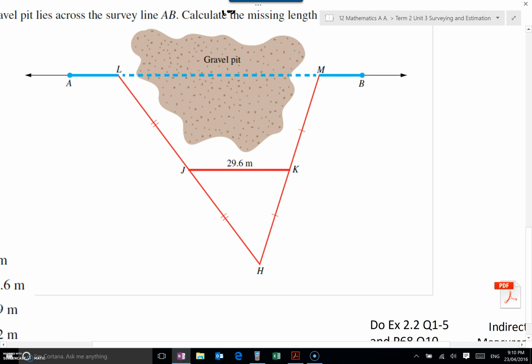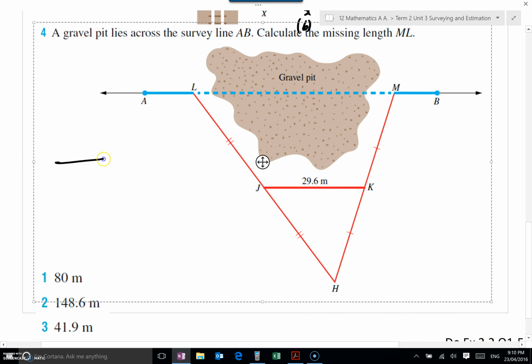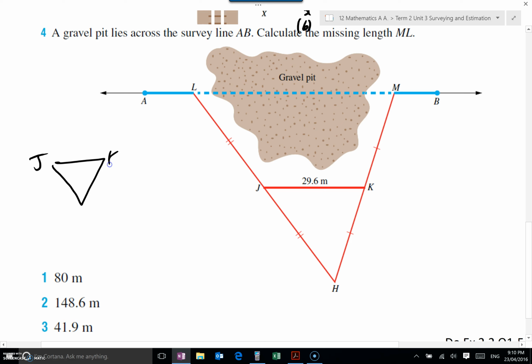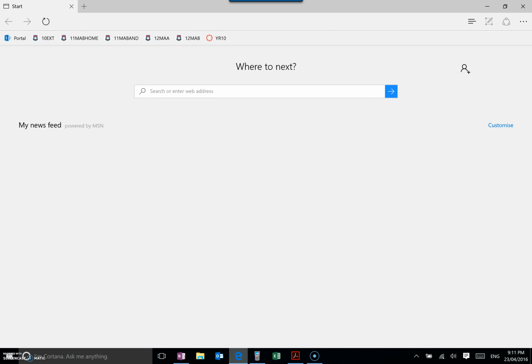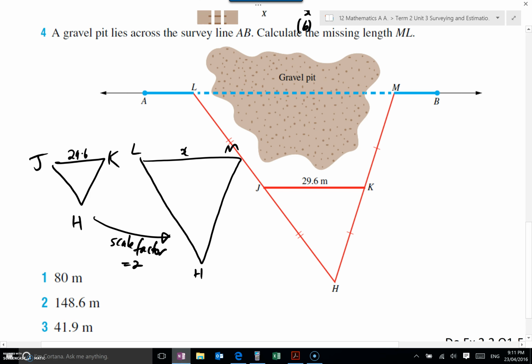there we've got a small triangle and a big triangle. There we've got this small triangle JKH, which we know 29.6. And we've got this bigger triangle LMH. And I want to know this side. In this case, I can't do any ratios because I only know one side. But I do know that the scale factor is going to be 2, since they're all double the distance of the previous one.